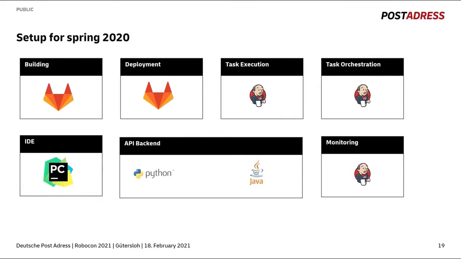So this is the setup that we had. We had GitLab Community Edition that was free. We had Jenkins for task execution and task orchestration and also for simple monitoring. That was also for free. We used self-written Java services and Python modules, of course, free. And we used the Community Edition from PyCharm for development, or in some cases also Red. We don't have a policy which IDE you have to use. You can choose your own.